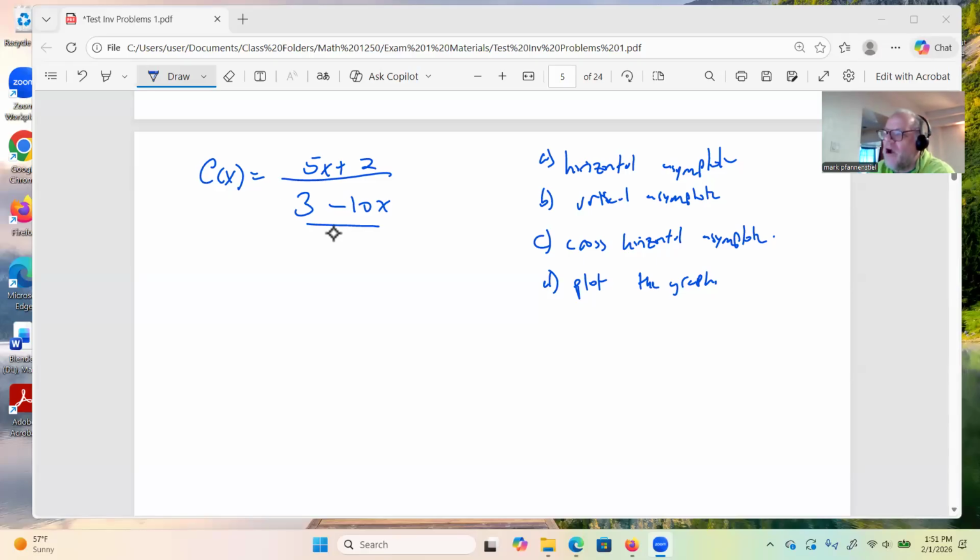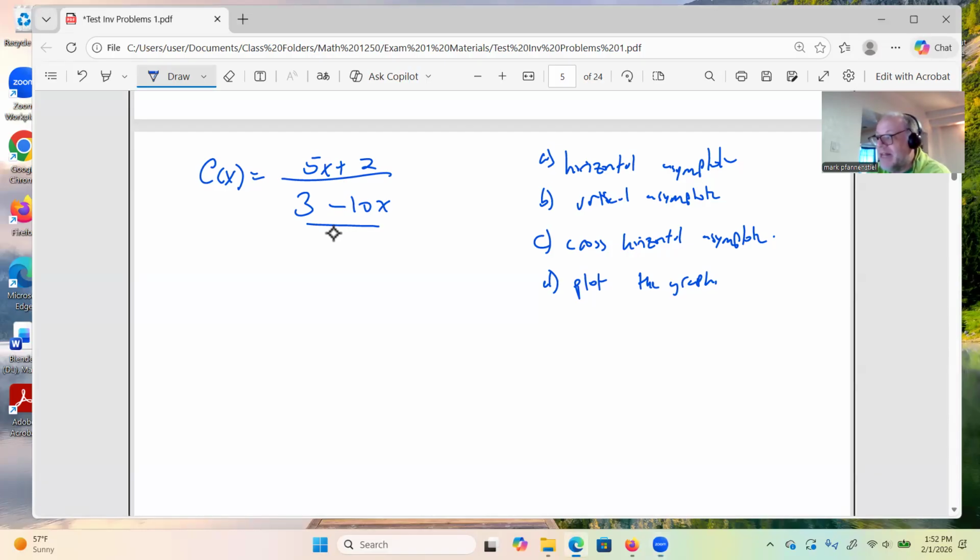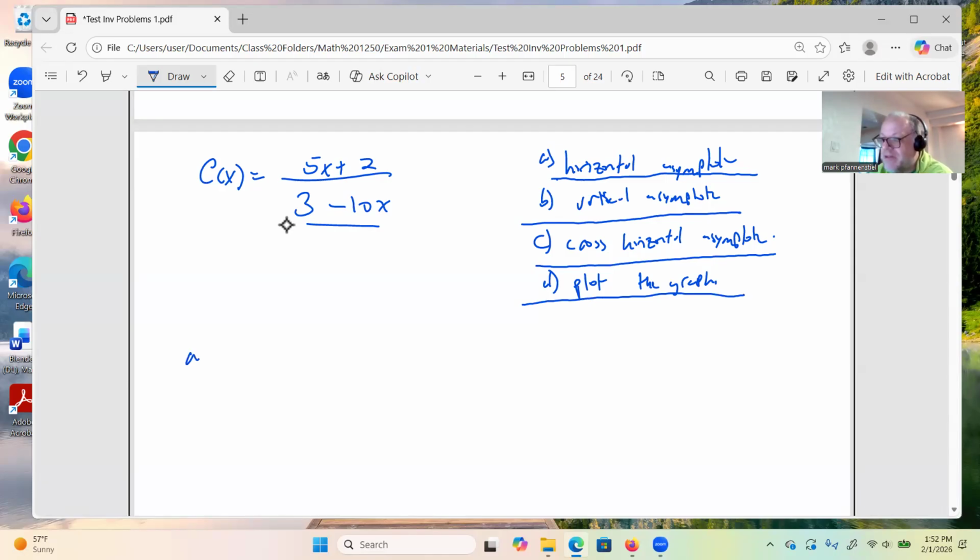So our next problem is we are going to be dealing with this function, c of x is equal to 5x plus 2 divided by 3 minus 10x. Things we have to do, I'm going to read these because my handwriting is atrocious: we are going to find a horizontal asymptote, find a vertical asymptote, check to see if the function crosses its horizontal asymptote, and then the last thing we're going to do is graph this thing. Okay, let's start with everything first.